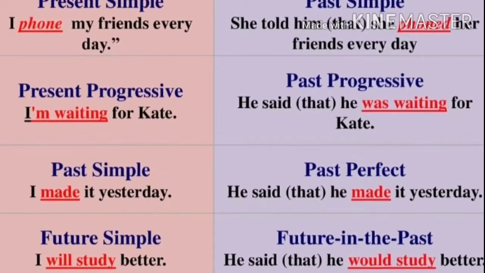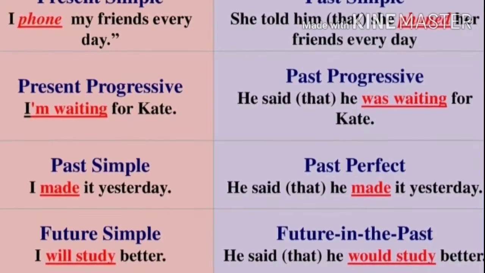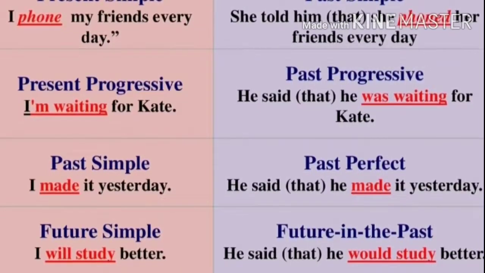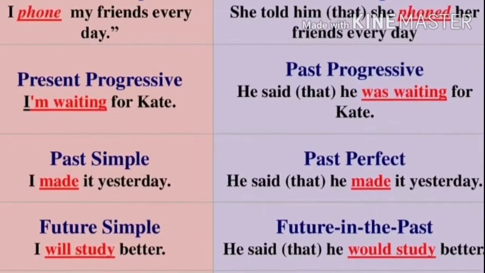Alright, see the next example of your present progressive, your present continuous. In the direct speech it is given, I am waiting for Kate. So past progressive it will be, he said that he was waiting for Kate.